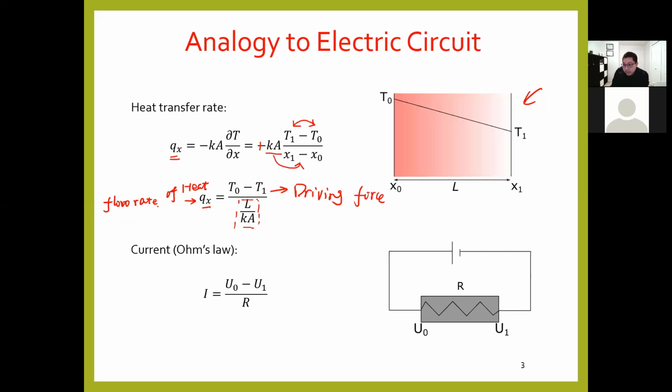To help us understand this, let's look at the electrical circuit, which is shown by this image. This is the simplest electrical circuit, right? You apply a voltage across the two ends of the resistor, U0 and U1. So the driving force for the current is the voltage, which is U0 minus U1. And you have the current passing through this resistor. Current is basically the flow rate of the charges passing through the region. So this is also the flow rate of something, and it is the flow of charges.